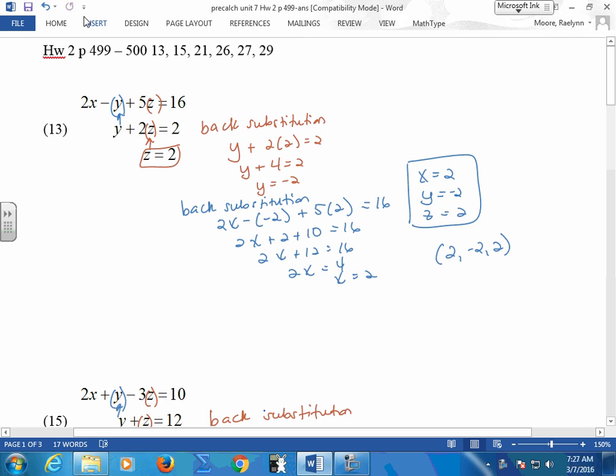Back substitute, and keep going back until you can solve all your variables. Again, you can leave me x equals, y equals, z equals, or you can just string them out like this, but put them in alphabetical order. This would be the x, the y, the z. No matter what letters they give you, just put them in alphabetical order.